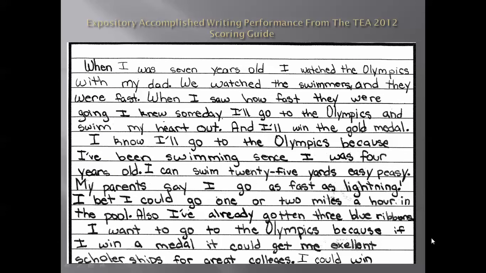So here's an example from the TA scoring guide that received an accomplished writing performance. This is an example of an expository writing using that same prompt of writing about something you would like to be when you grow up and explaining why.